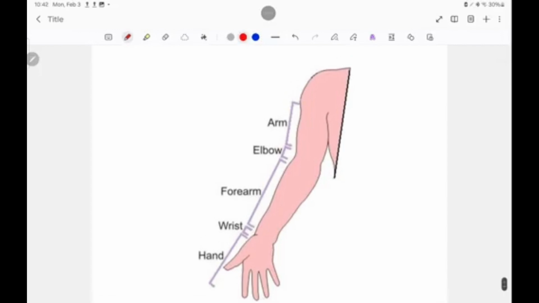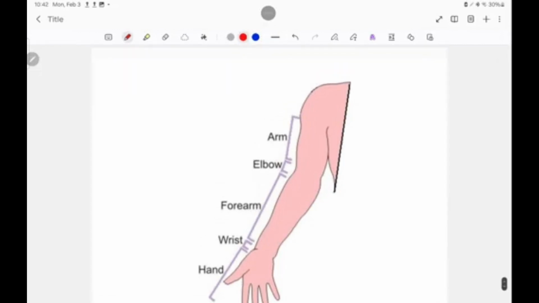So we all know that it starts from the brachial plexus, from the medial cord. Okay, why is it the medial cord? Because it's named medial cord because it's medial to the axillary artery.